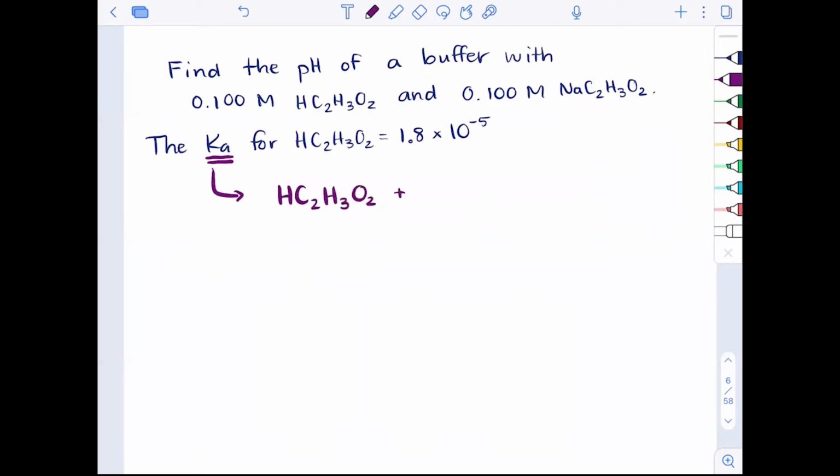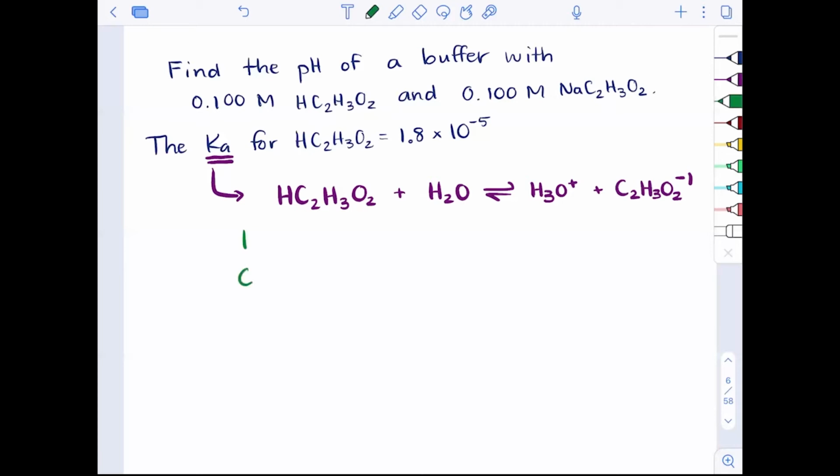HC2H3O2 plus water yields H3O+ and C2H3O2−. This is the acid ionization reaction. How did I know I needed to choose this? I'm given a Ka. That's how I can determine what my overall balanced equation is.